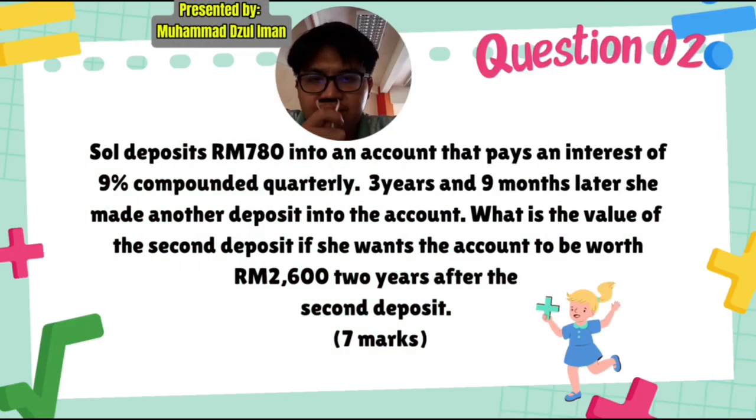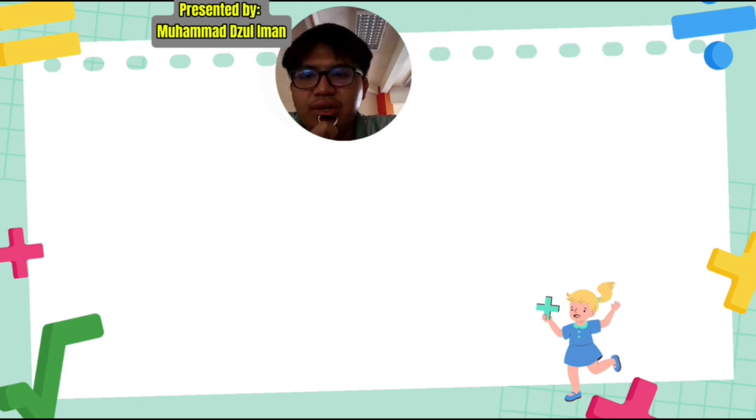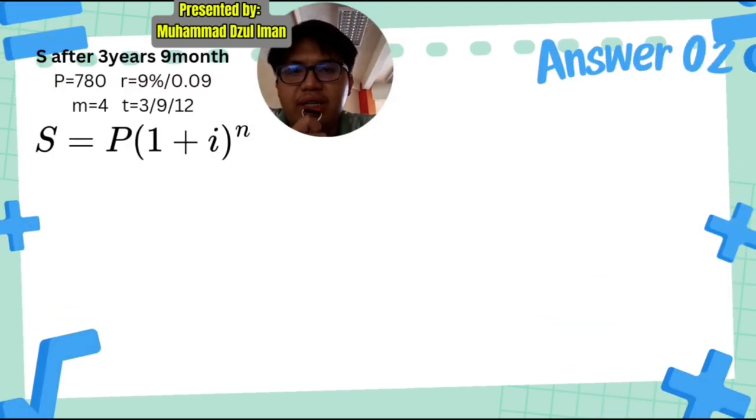Second question. RM780 is deposited into an account that pays an interest of 9% compounded quarterly. 3 years and 9 months later, she made another deposit into the account. What is the value of the second deposit if she wants the account to be worth RM2,600 in 2 years after the second deposit? First, we fill out the information and write the formula, which is S equal to P(1 + i) to the power of n.